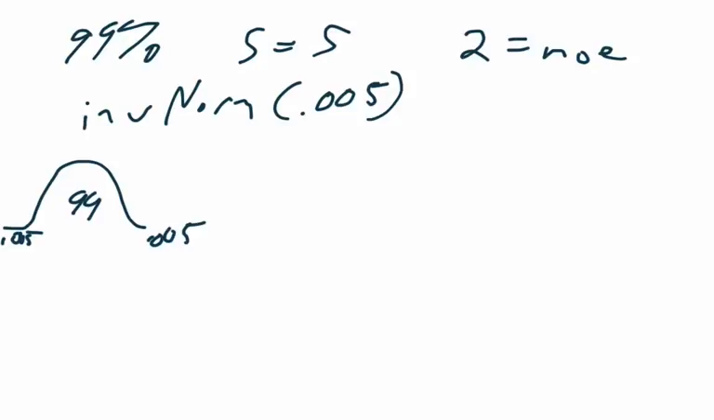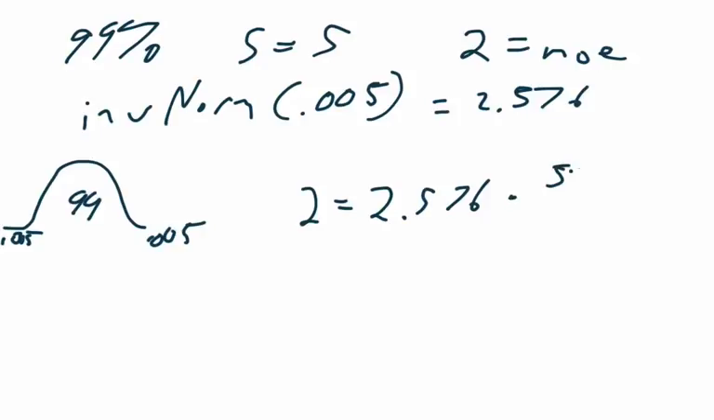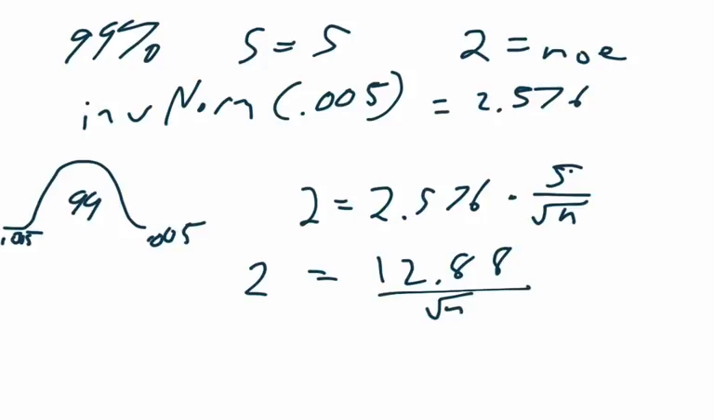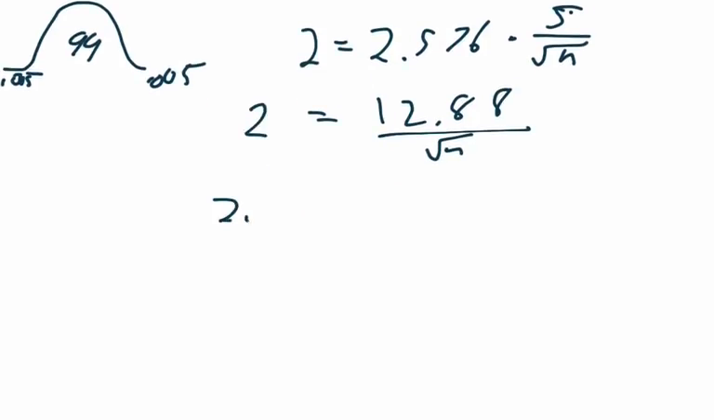That turns out to be 2.576. So 2 equals 2.576 times 5 over the square root of n. So when I multiply 2.576 times 5, I get 12.88 over the square root of n. So 2 square root of n equals 12.88.